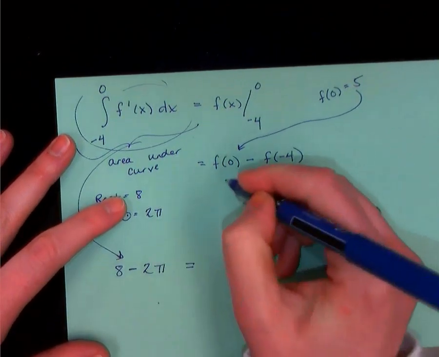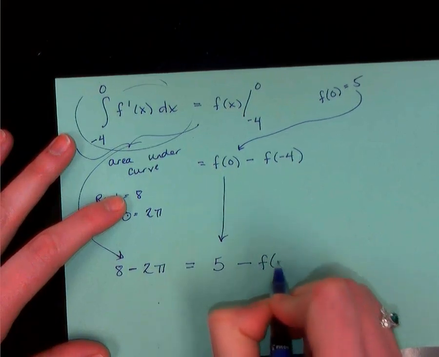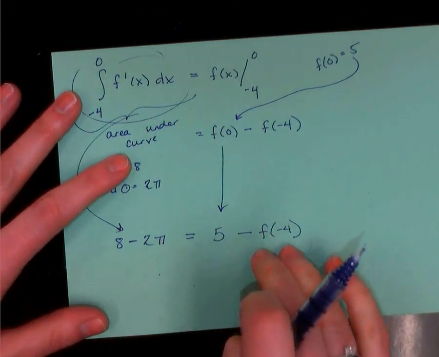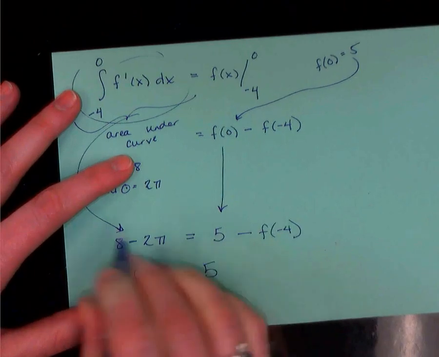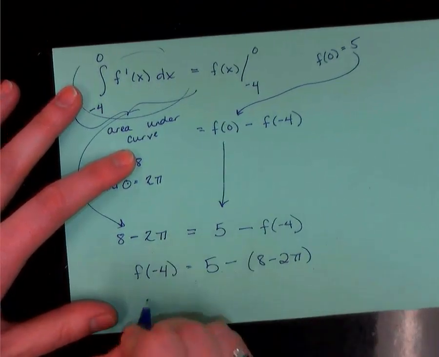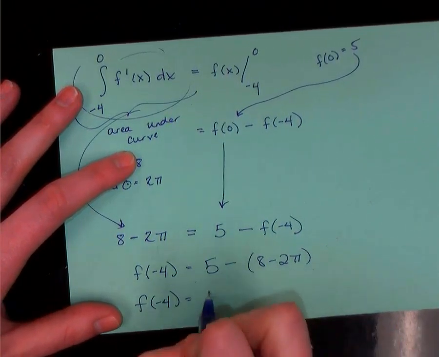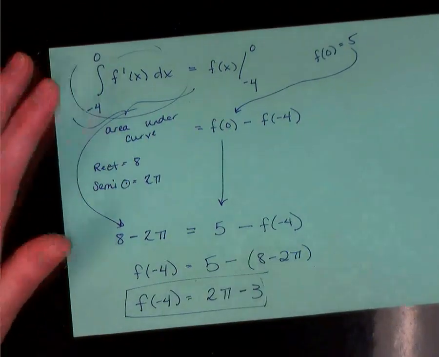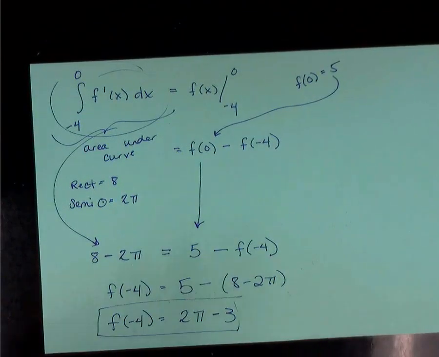And that is equal to f of 0, which is 5, minus f of -4, which is what we're looking for. So what you want to do, if I add f of -4 over, equals 5, and I'm subtracting everything. So then f of -4 is equal to, let's see here, that's going to become 2 pi minus 3. That's f of -4. Now, here's the hard part. That was the easier one.